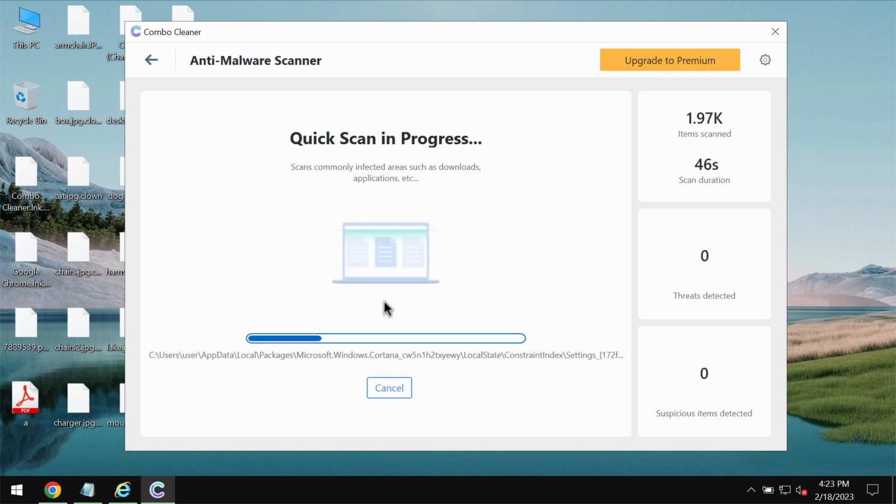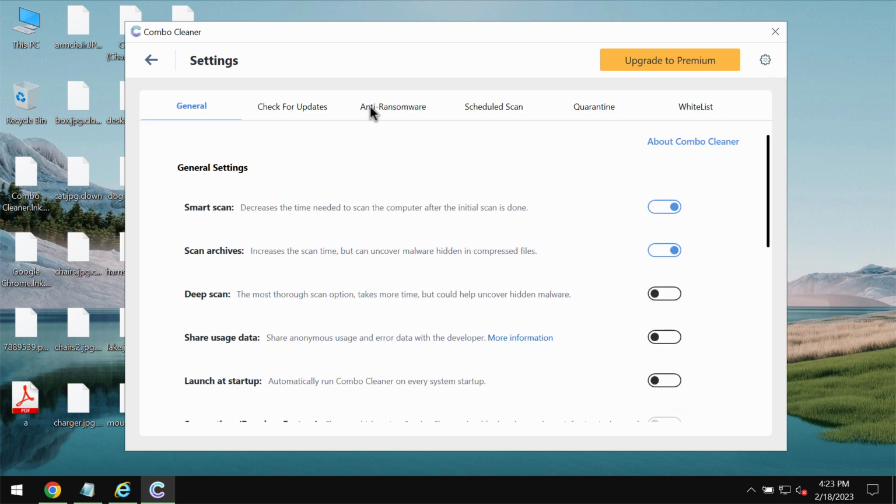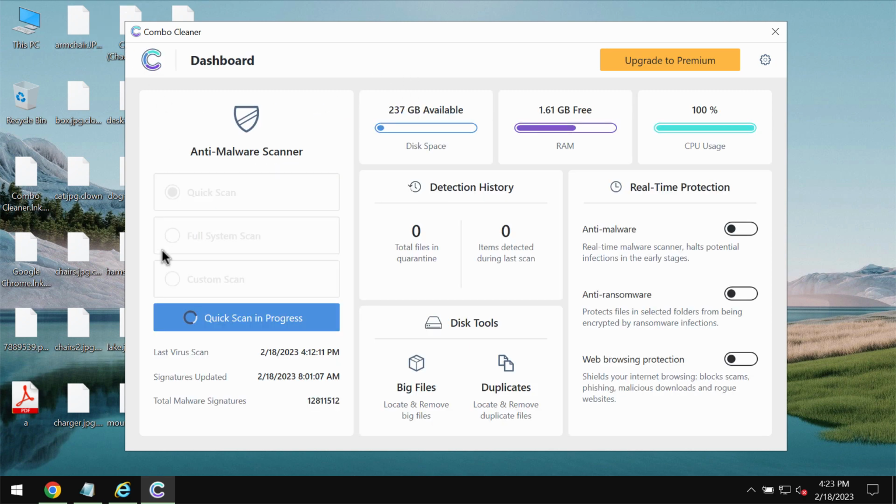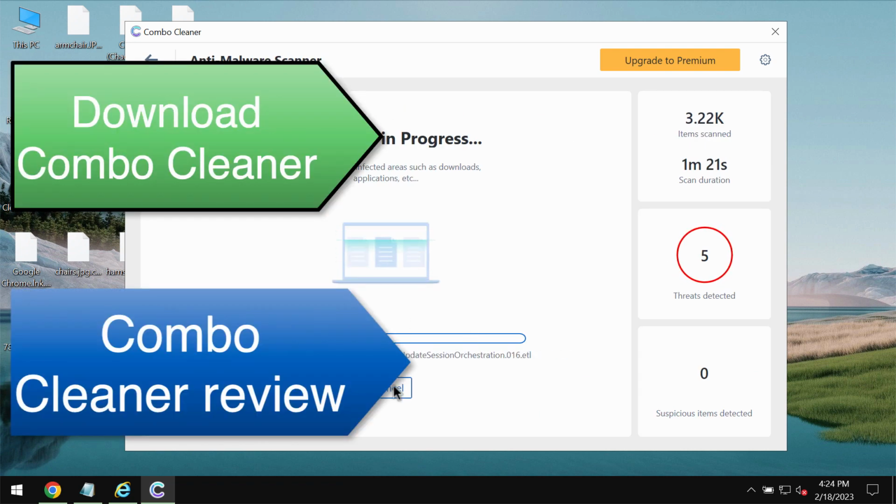Please pay attention to the fact that Combo Cleaner does not decrypt files. It only helps to remove this ransomware and to protect the data from all further ransomware attacks. As I said, there is a special feature in Combo Cleaner called anti-ransomware, but this feature would not decrypt files. It only helps to remove this ransomware and to protect the files from being damaged in the future.